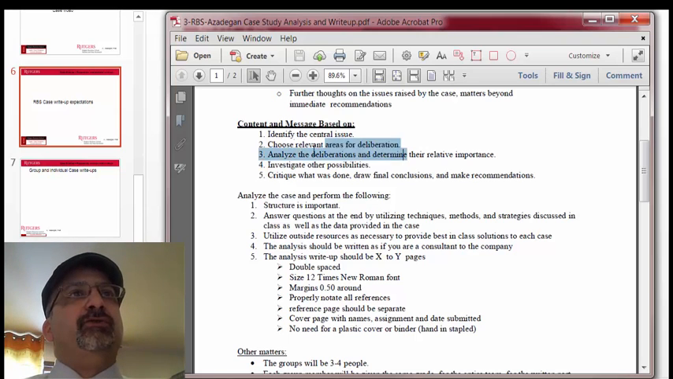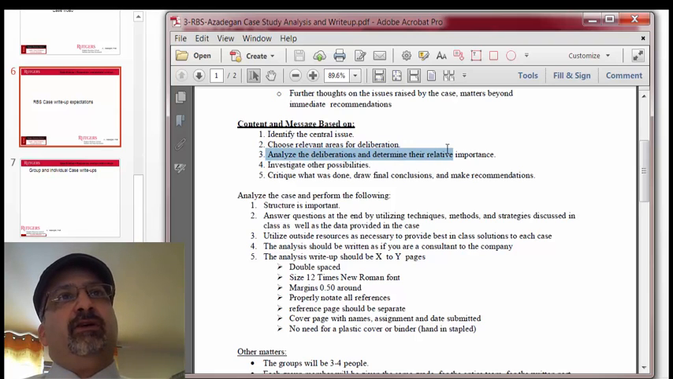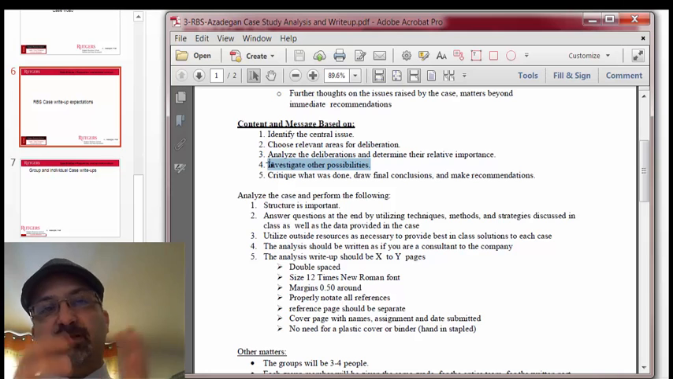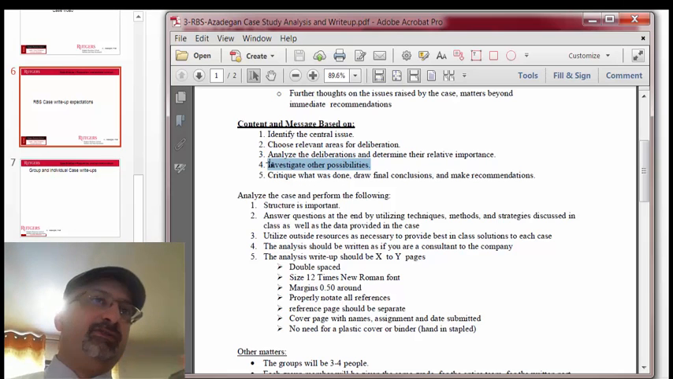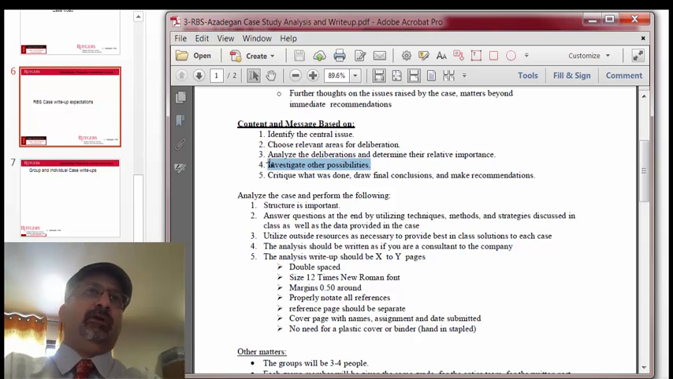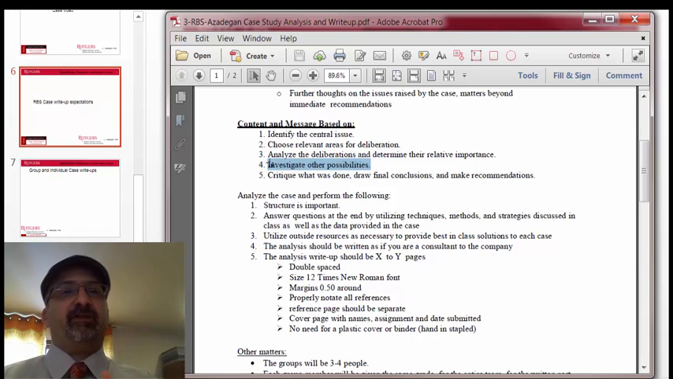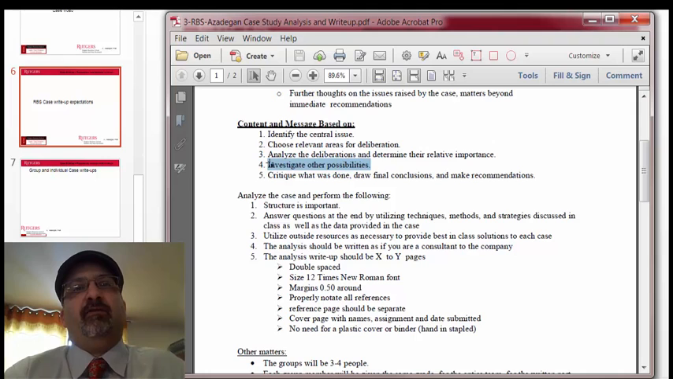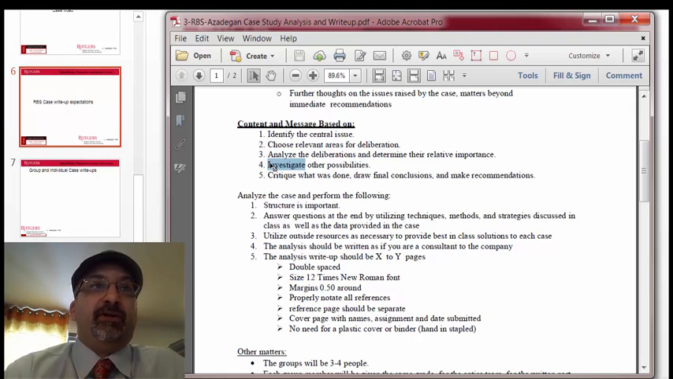Then you go on to choose the relevant area for deliberation. What are some of the key areas? How to analyze each one. Consider their relative importance. Look at possibilities within and outside the box, so to speak. Just like when Ted went back and reconsidered some of his thoughts, what else can you throw in there that would be even a better solution? And then you critique what you have done, draw final conclusions, and make recommendations.